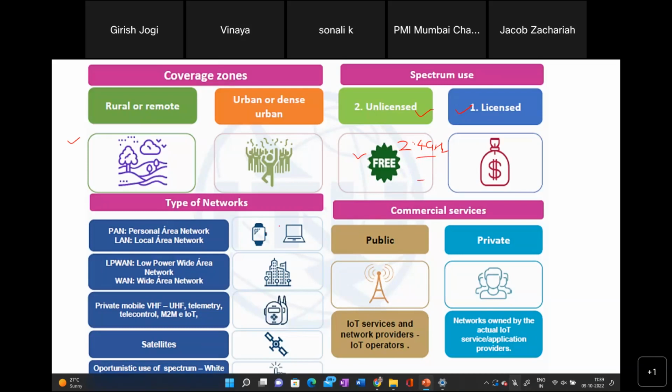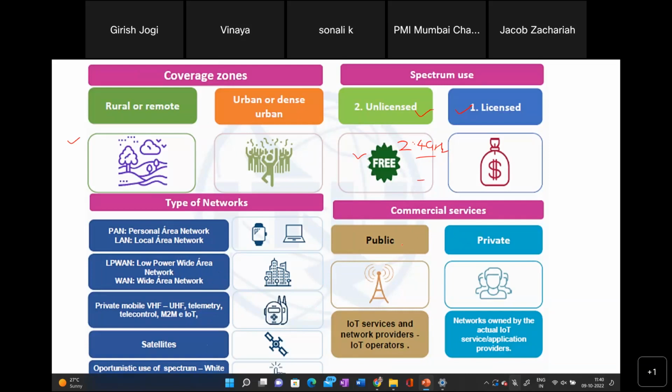So these are the first two things: the coverage zones for which you want to design the communication system, and then the spectrum use for which you are designing the application. Then there are a number of ways in which the network can be achieved: local area network, personal area network, or wide area network. If your application demands a low power wide area network, the frequency range you will be using, whether you want to use satellite or the spectrum called TV white spaces, depending on the type of network, you have to make a compromise or find an optimal solution using one of them.